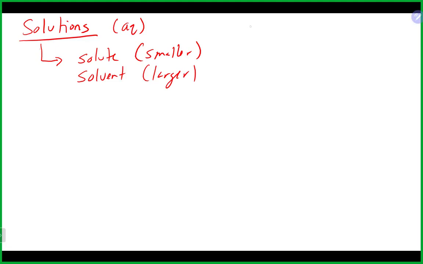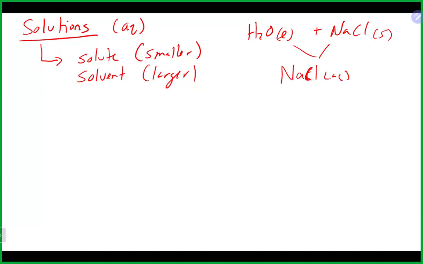So again, an example, if we had water and we had some sodium chloride salt, the sodium chloride would dissolve in the water and it would make a sodium chloride solution that would get the aqueous symbol. Here, the water would be our solvent and the sodium chloride would be our solute. Again, a reminder that basically the name of the solution is the solute. And remember that water is a really good solvent for things that are ionic and things that are polar.